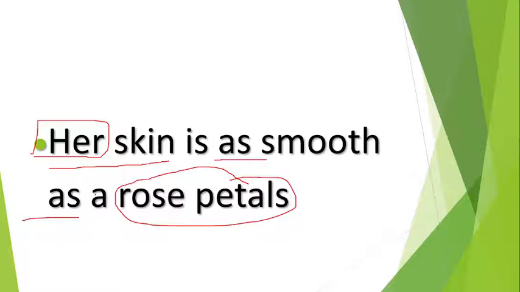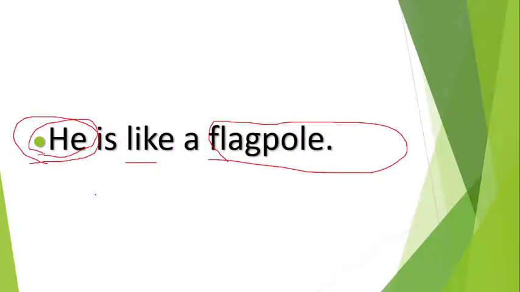Before we proceed to the next one, let us first take note that using the word like or as doesn't make a simile. For example, when we say I like her, I like him, because the word like was present doesn't necessarily mean that it is a simile. There must be a comparison. If there is no comparison, then that is not a simile.